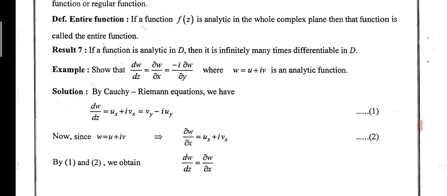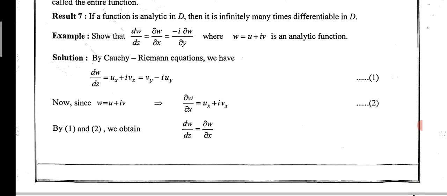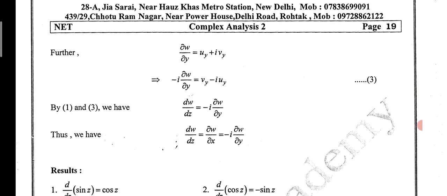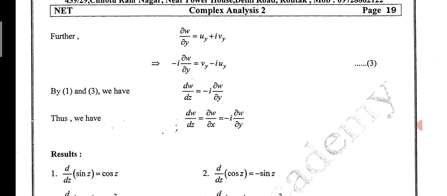The solution. By using the Cauchy-Riemann equations, we have dw/dz = ux + i vx = vy - i uy. That is equation number 1. Now since w = u + iv, differentiating with respect to x, ∂w/∂x = ux + i vx. That is equation number 2. By equations 1 and 2, we obtain dw/dz = ∂w/∂x. Further, ∂w/∂y = uy + i vy, that is, -i ∂w/∂y = vy - i uy. That is equation number 3.